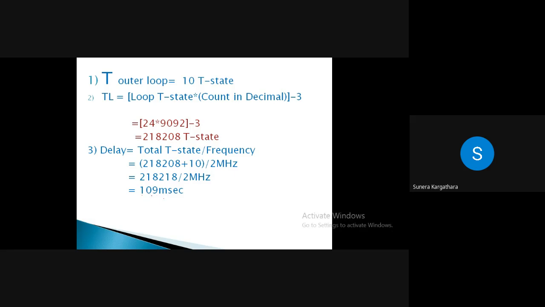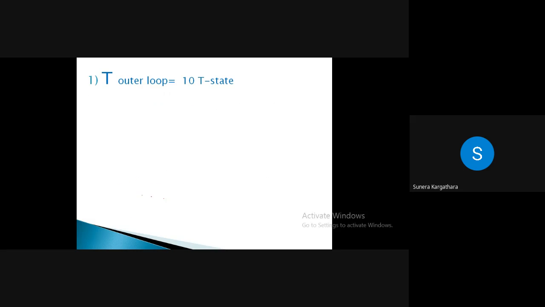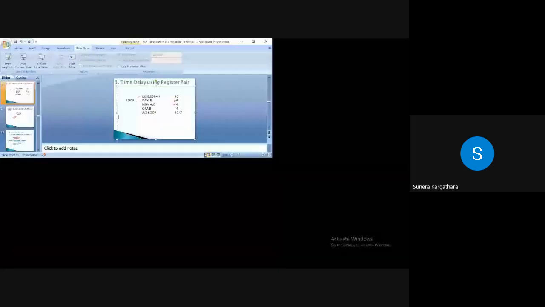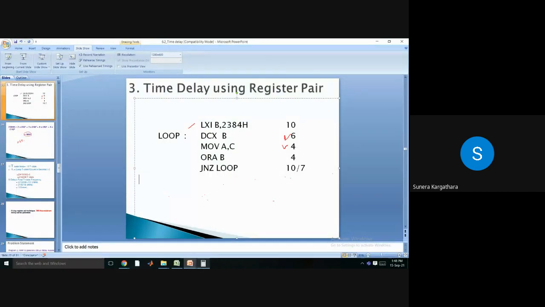You can identify that in the previous case, using a register, the maximum delay that we are getting is approximately 1.8 millisecond, while here it is 109 millisecond, right? It is 109 millisecond even if we are not taking the maximum value. For example, if I load it with the maximum value, meaning instead of 2384 if I take FFFF, that is the maximum value that I can take. So that many times I can execute my loop.